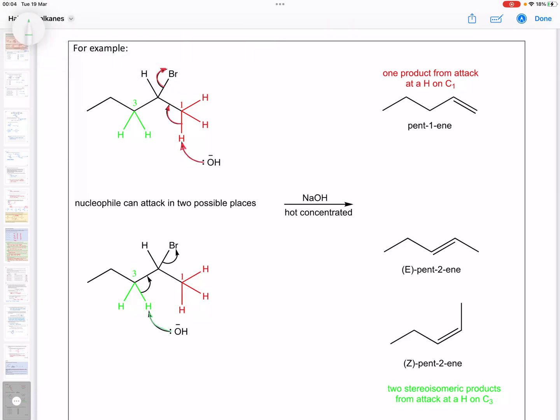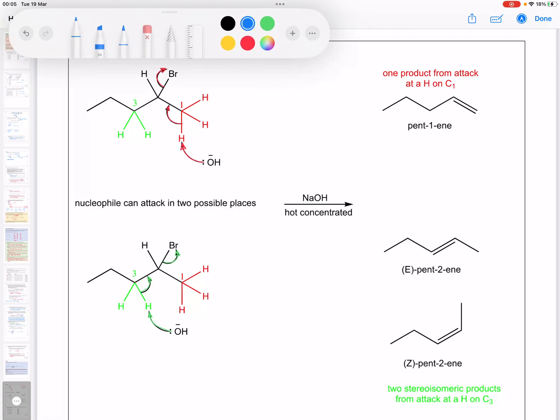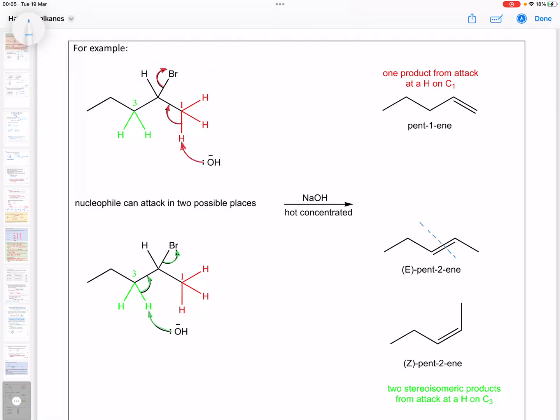In the case of the second option, we've got the hydroxide ion attacking this middle carbon atom. That is creating a double bond here, and again that's removing the bromide ion. Now in this second example, depending on the rotation of the original compound, the attack of the base can produce two stereoisomeric products. So they can be E pent-2-ene, and I'm just going to draw some mirror lines so that we can have a look at the E and the Z.